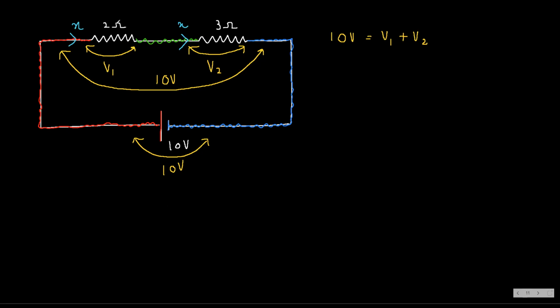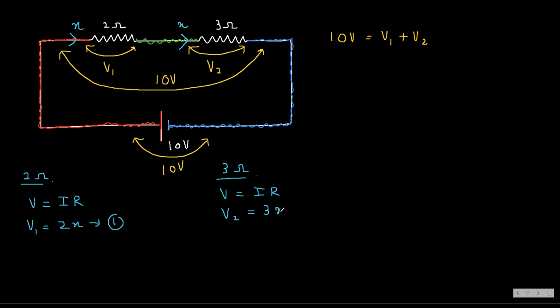Then I am going to apply Ohm's law for the 2 ohm resistor. V is equal to IR. The potential difference across the 2 ohm is V1, so V1 is equal to X into 2, or 2X. This is the first one. And applying Ohm's law to the 3 ohm resistor, V is equal to IR, then V2 is equal to 3 into X. This is the second one. This equation is known as equation A.